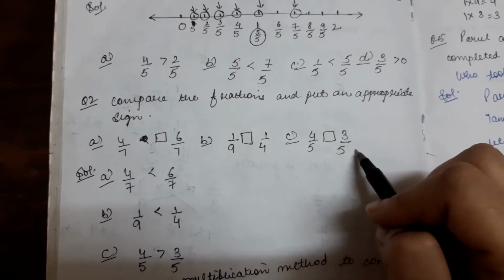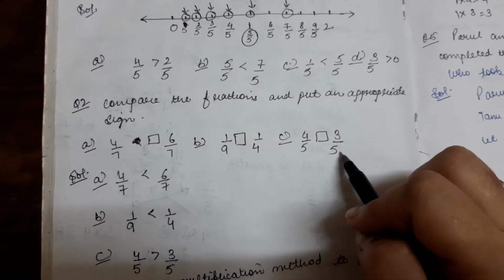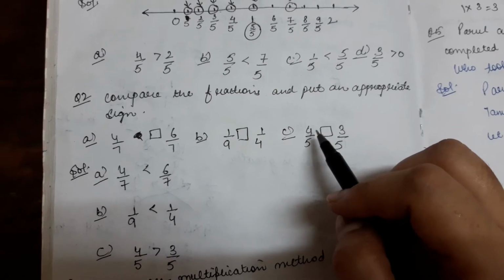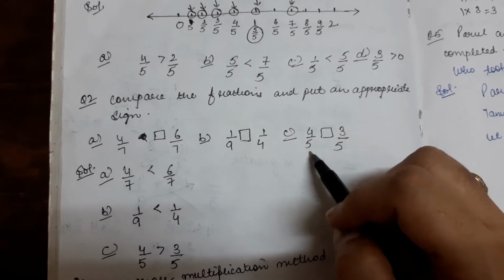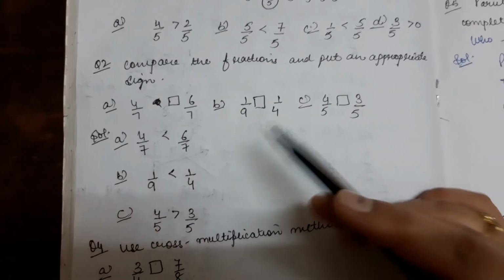Next is 4 by 5 and 3 by 5. So again we have the same denominator. So we will just compare the numerators. 4 is greater than 3. So 4 by 5 is greater than 3 by 5.